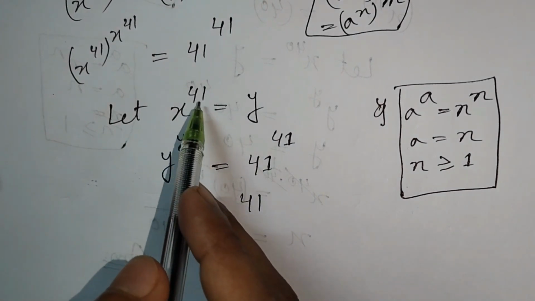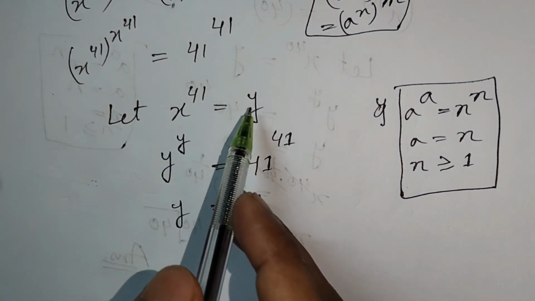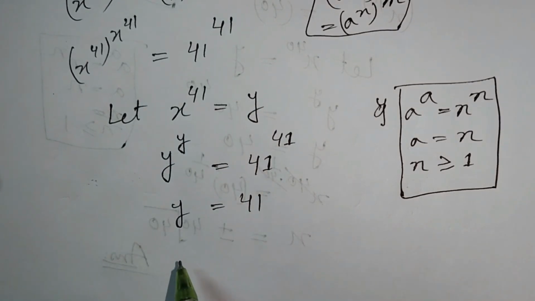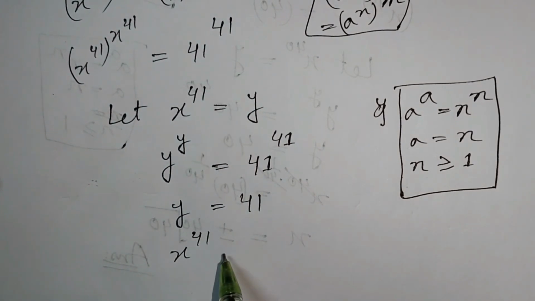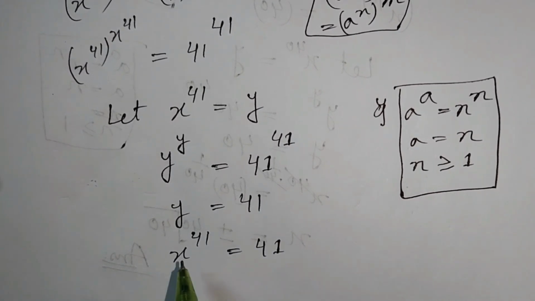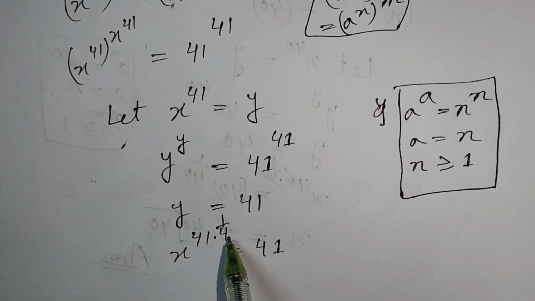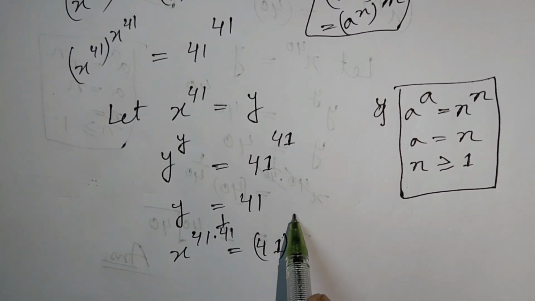X to the power 41 is equal to y. So we can say that y is equal to x to the power 41. X to the power 41 is equal to 41. Now we need the value of x. So we multiply by power of 1 by 41 in both sides. 1 by 41.